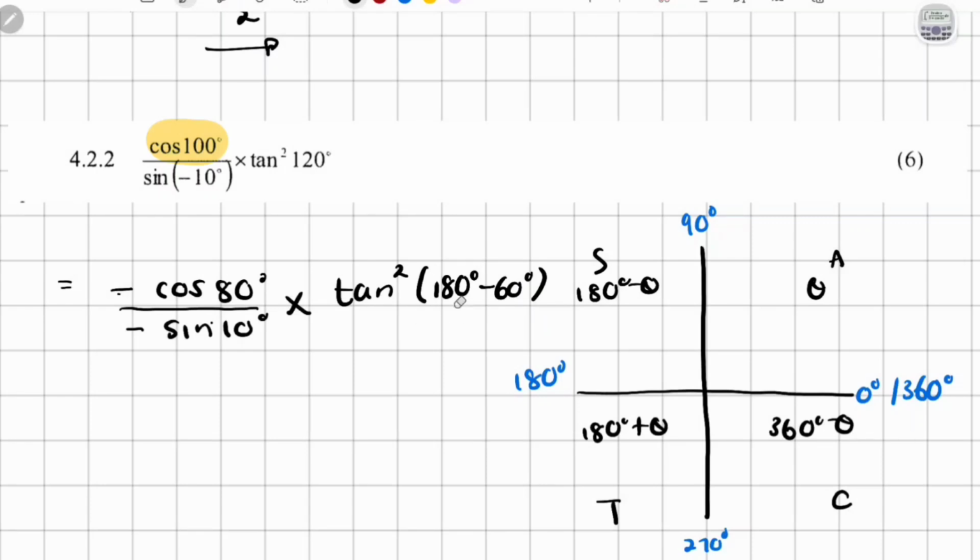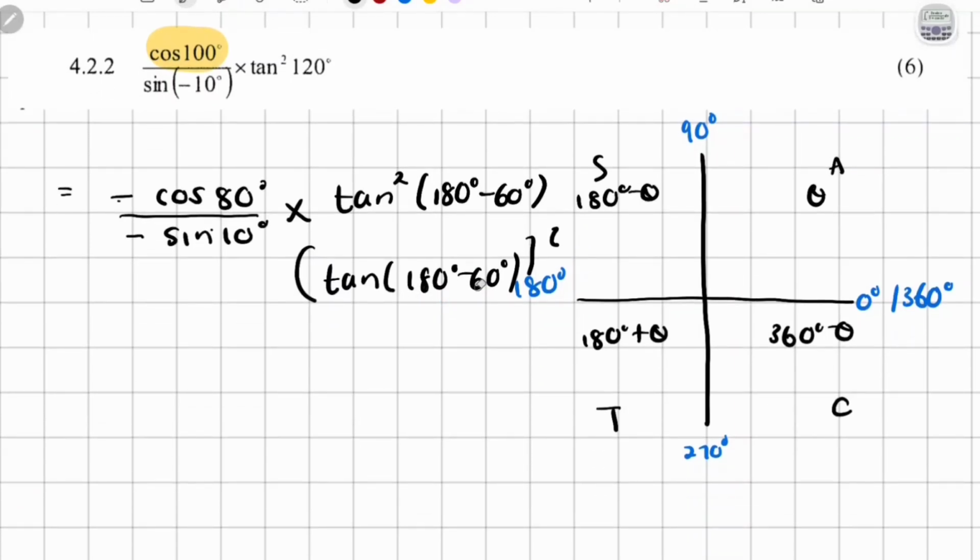So if you reduce this, remember that the square is still there. It's better to actually write it like this. Tan then of 180 minus 60 degrees all squared. The reason I'm saying so is because when you simplify this, that can become positive or negative, depending on which quadrant it's in.